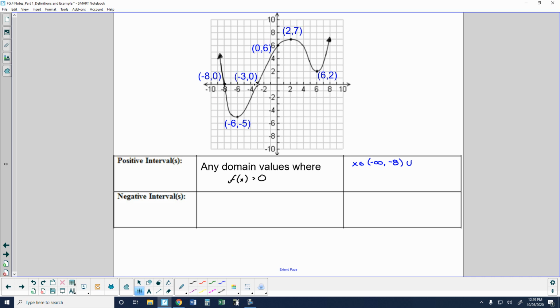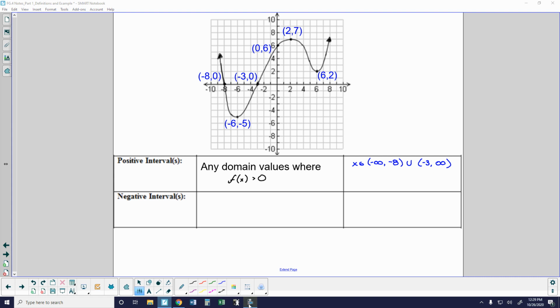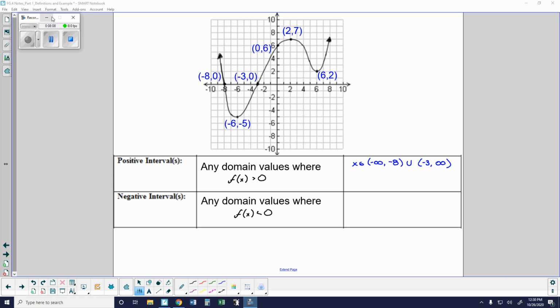Once I hit this x-axis and I move above, now again I'm at a positive interval. So this positive interval is going to start at -3, and then it's going to carry on forever. It never goes back below the x-axis. The y values never turn around to be negative values or 0, and so this would go on to infinity. So a positive interval are the x values where the y values are greater than 0.